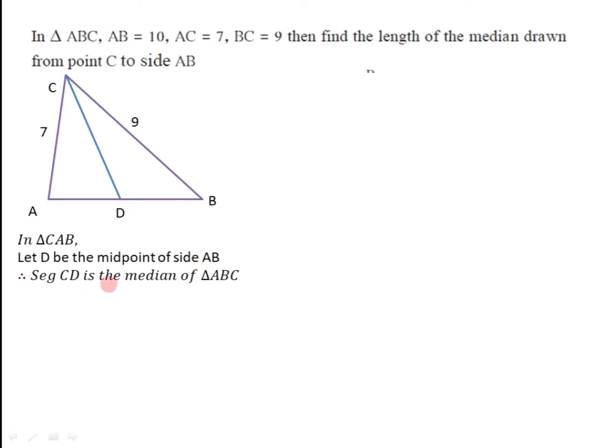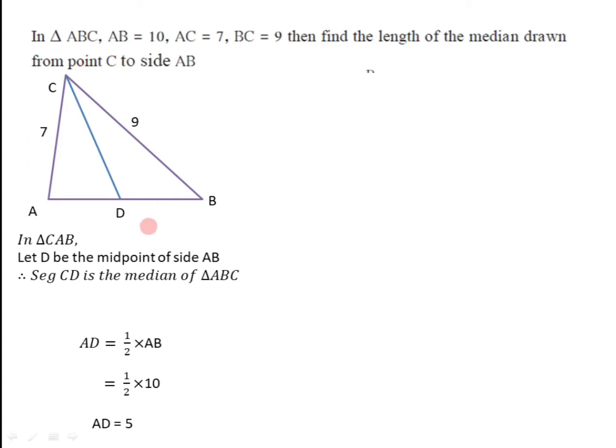Now as segment CD is a median of triangle ABC, point D must be the midpoint of segment AB. So from this we can write AD is equal to half of AB. So the length of AB is given to be 10. So if we replace here AB by 10, we get 1 half into 10. If we divide 10 by 2, we get 5. That is AD is equal to 5. So the length of segment AD is 5 here.